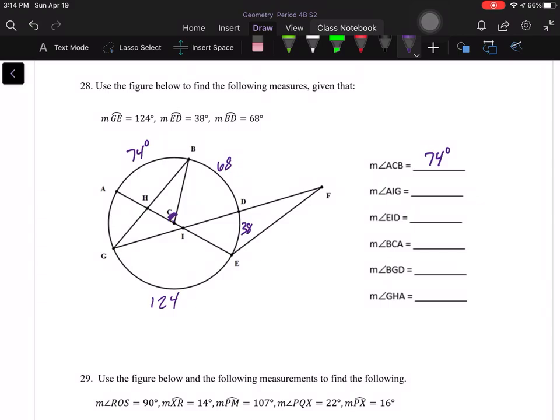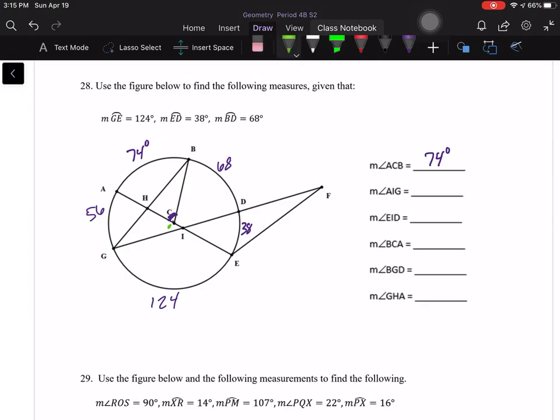The measure of AIG. Well, AIG, I would need AG, and again, I can go through and figure out if I go 180 minus 124, that's going to give me 56. So now I have all these little pieces taken care of. So if I want to find the measure of AIG, I switch colors here and put a little mark there. That intercepts the 56 degree arc.